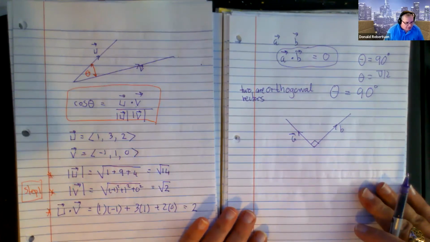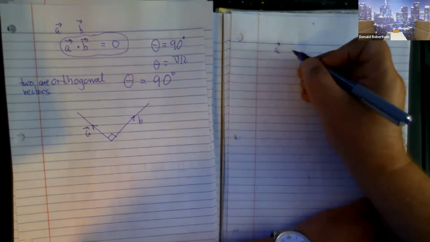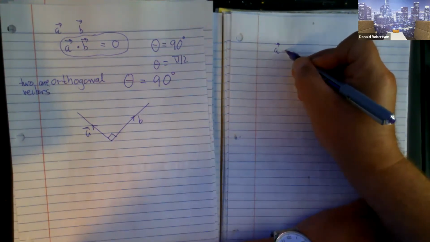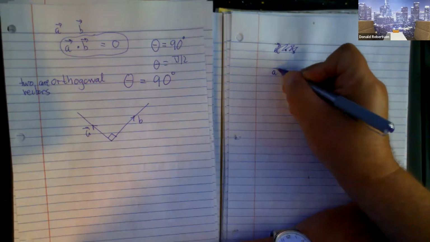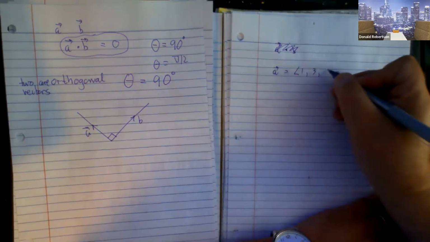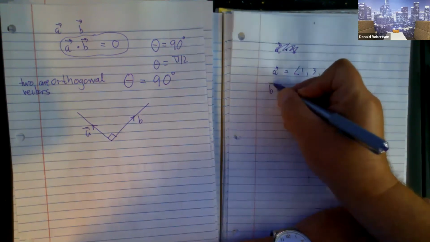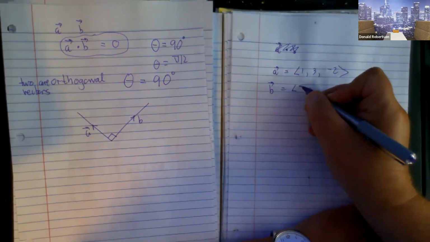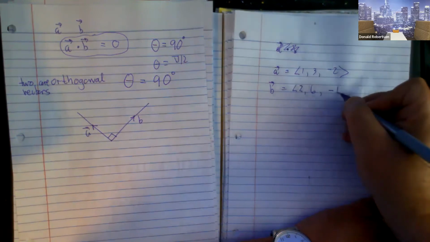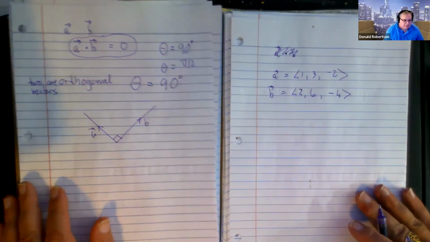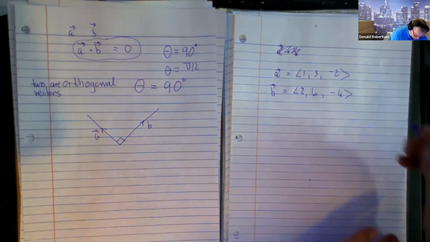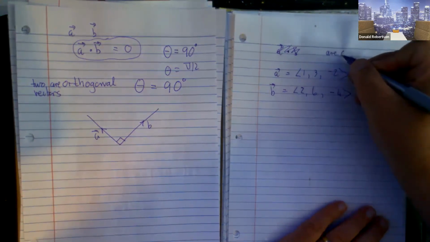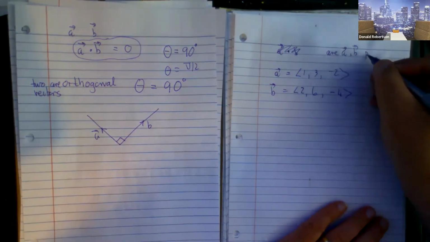Good. Now, suppose I have two vectors. Oops, try it again. This vector is 1, 3, -2. And this vector is 2, 6, -4. And the question is a yes/no question. Are the vectors A and B parallel?